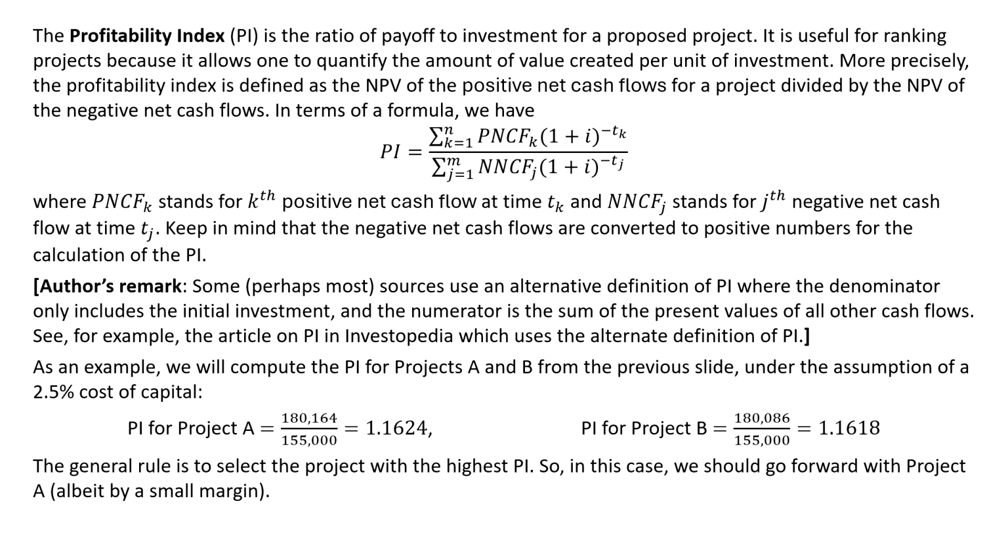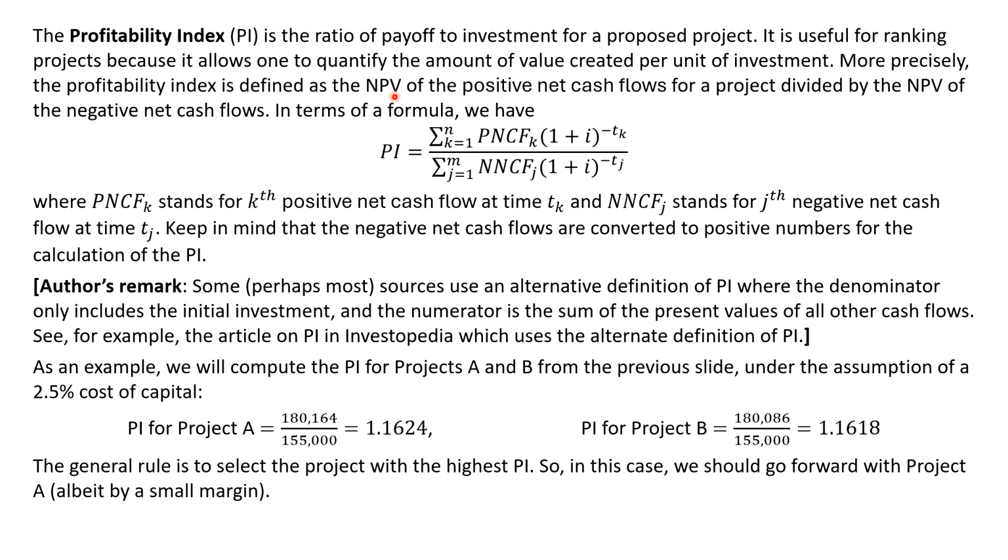We have one more measure in this lesson concerning the profitability between multiple projects, and that's called the profitability index. It's the ratio of payoff to investment for a proposed project. It is useful for ranking projects because it allows one to quantify the amount of value created per unit of investment. More precisely, the profitability index is shown here.